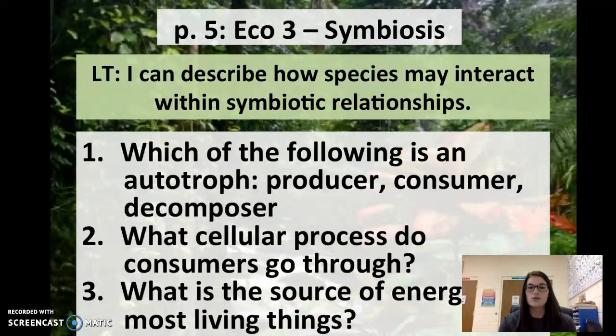Number 3, what is the source of energy for most living things? You should definitely know this one: it is the sun. We have to have the sun. Every living thing needs it. All right, so make sure you got those written down in your bell work. You have the correct answers.